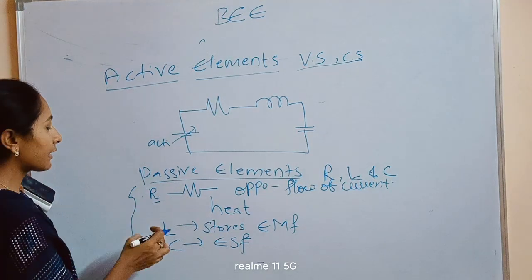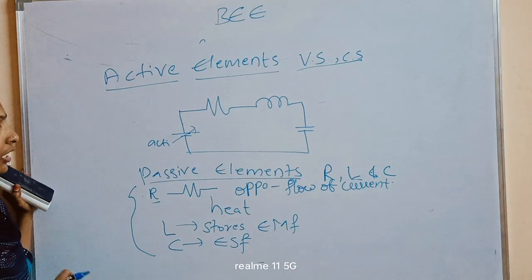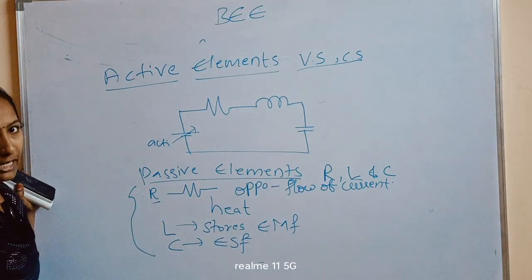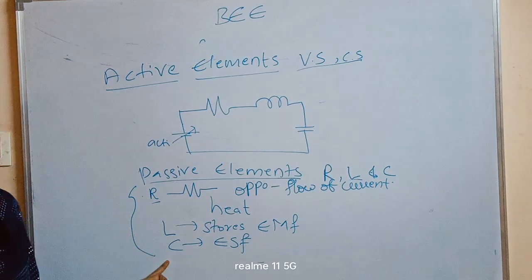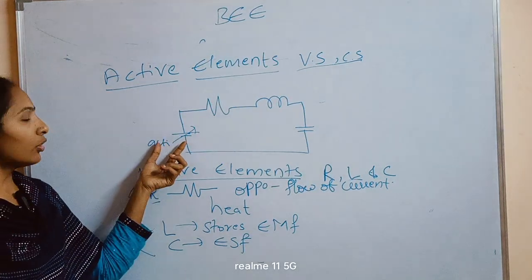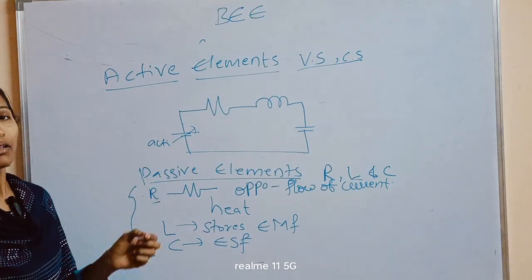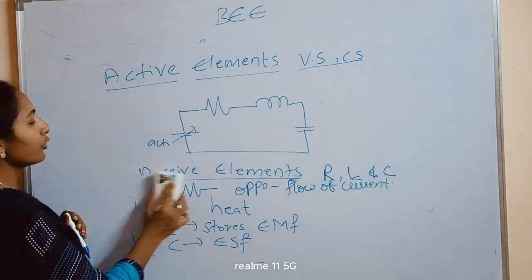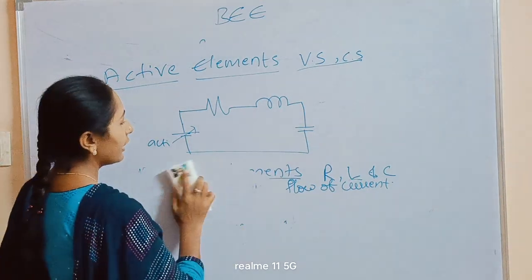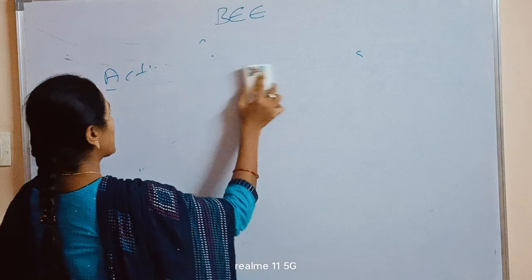Okay, so these are the elements. These are nothing but passive elements. Now coming to individual elements. Here resistor, inductor, capacitor are the passive elements. Voltage source, current source, generator and battery are the examples of active elements. Now coming to individual elements, here I am considering passive elements first.